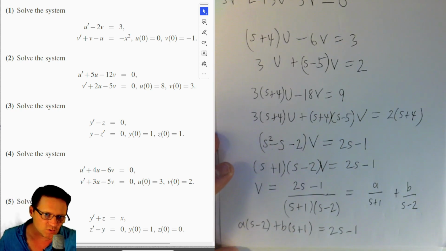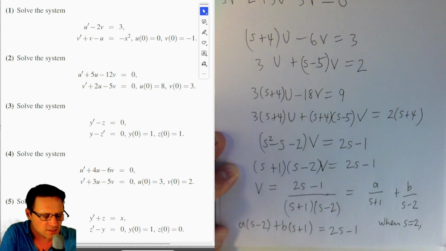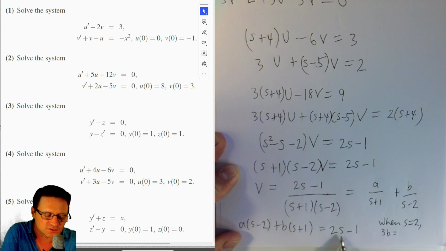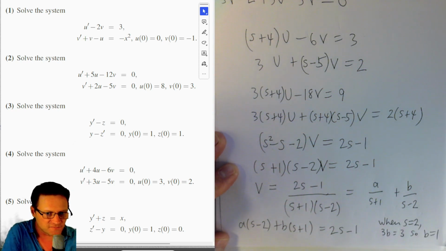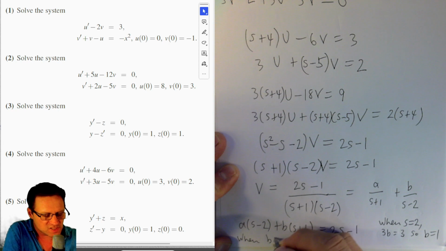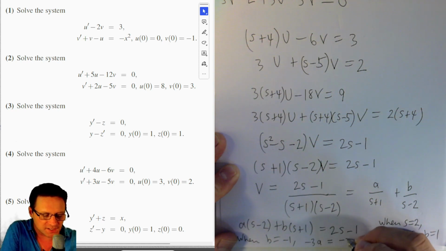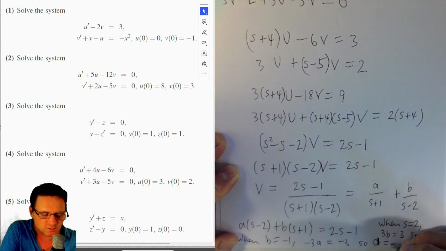And so one way to do this would be to say when s is equal to 2, this term vanishes and we have 3B for this. 3B is equal to 2 times 2 is 4, 4 minus 1 is 3. So B is equal to 1. Okay, now let's make this term vanish and say when s is equal to minus 1, this vanishes, and so we have minus 3A is equal to minus 3, and so A is equal to 1.